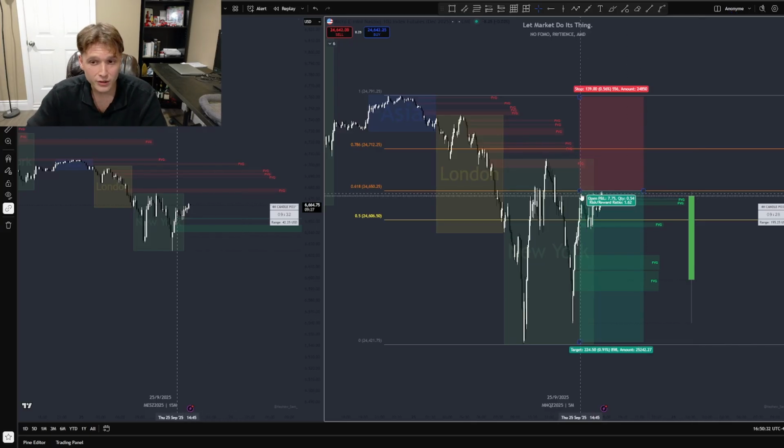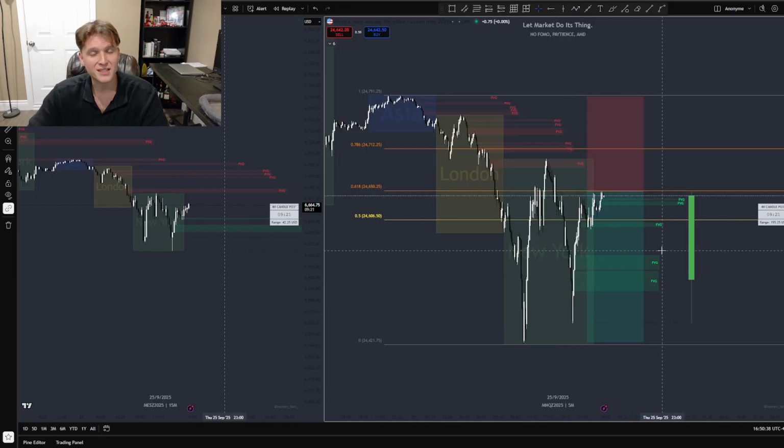And if you were to enter at equilibrium, again, you get a 1 to 1. Institutions don't love that, and I don't like that. A 1 to 1.6 means you could win one trade, or you could win two trades and lose one, and you're still in profit. Think about it.